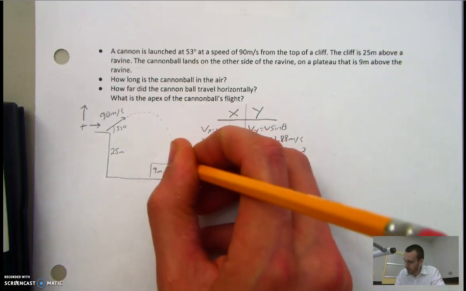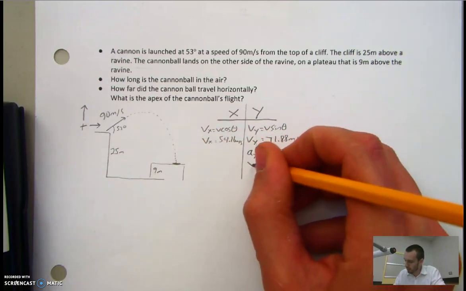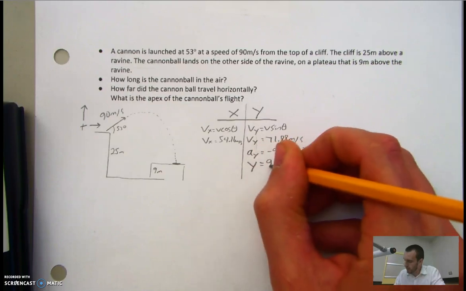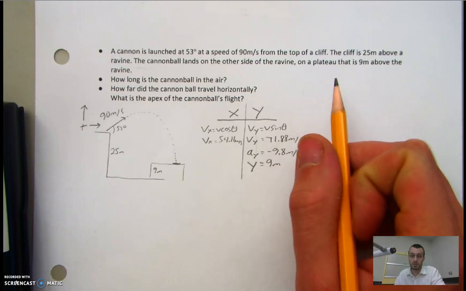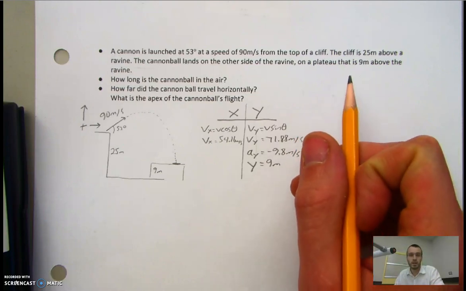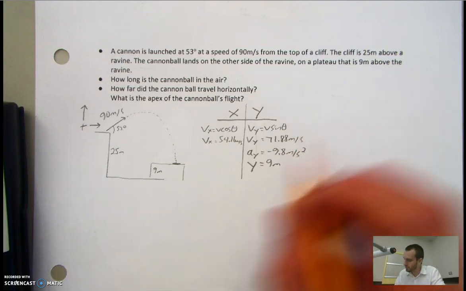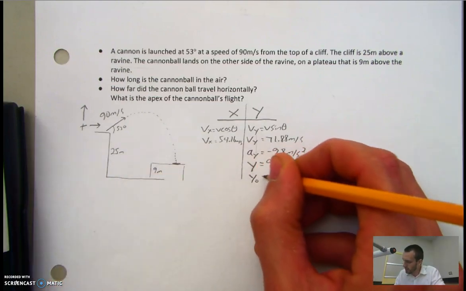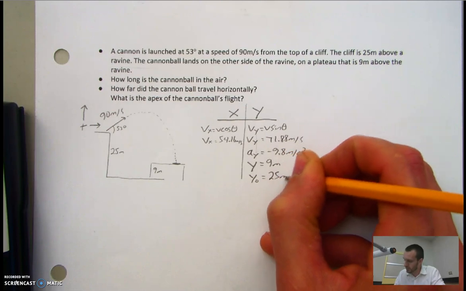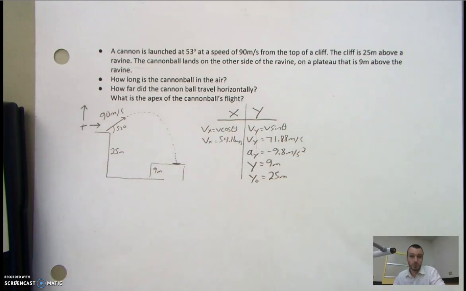We see that our final height, meaning at the end of the problem, our y final is going to be 9 meters. As a side note for this video, I'm using the variables that are consistent with the College Board AP Physics 1 equation sheet, so it's consistent. The initial height is 25 meters. So I'm going to write y initial equals 25 meters. And that's all the information we have to work with.